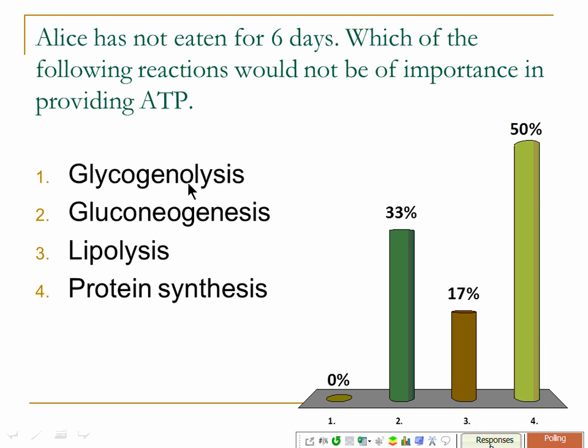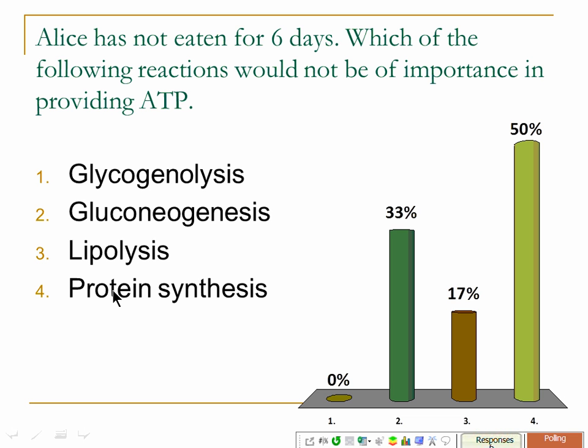Everyone here agrees that glycogenolysis will occur. Obviously, you break down glycogen, you produce glucose, and that will produce ATP. You will have gluconeogenesis, because remember, what is gluconeogenesis? Production of glucose from non-carbohydrate sources. If she has not eaten for 6 days, her glycogen stores would be depleted in a few days. So now she needs energy. The proteins and fats would be used to make glucose, and that will produce ATP. Fat will be broken down so that ATP can be produced.